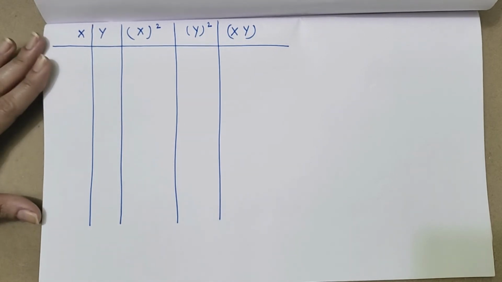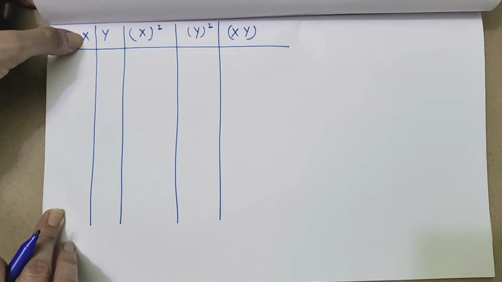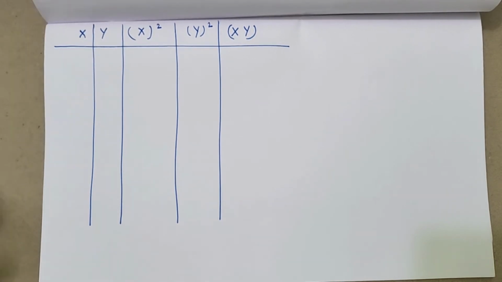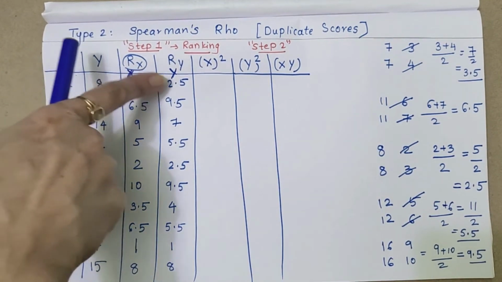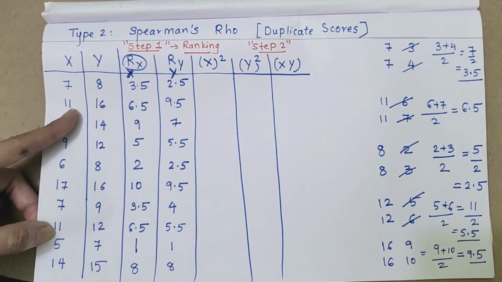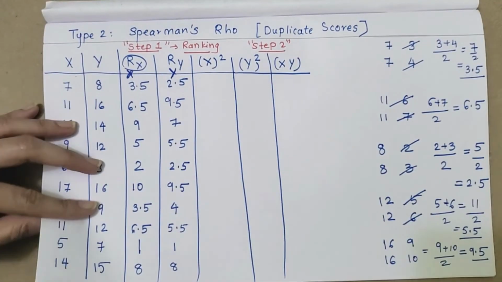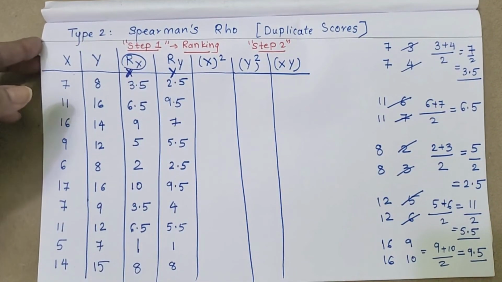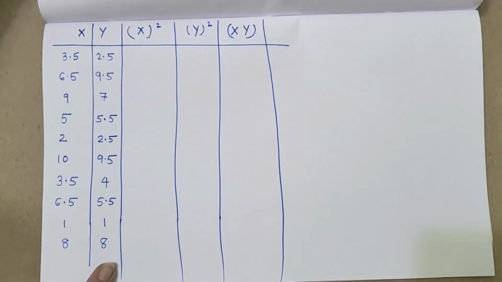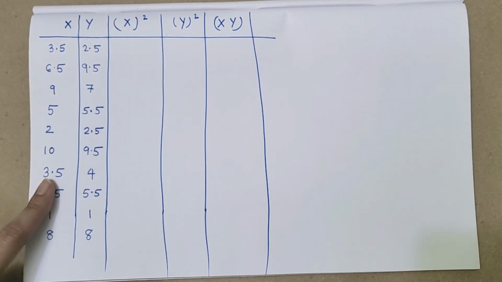Now I have written a fresh table. So I will copy all the elements of rank X and rank Y over here. You can see this is rank X, this is my new X, rank Y, this is my new Y. Now you can see the ranks I have written here. Same, all the ranks that are coming here, I have written here as X and Y. Now calculate all these values. You can use a calculator also, it's okay.